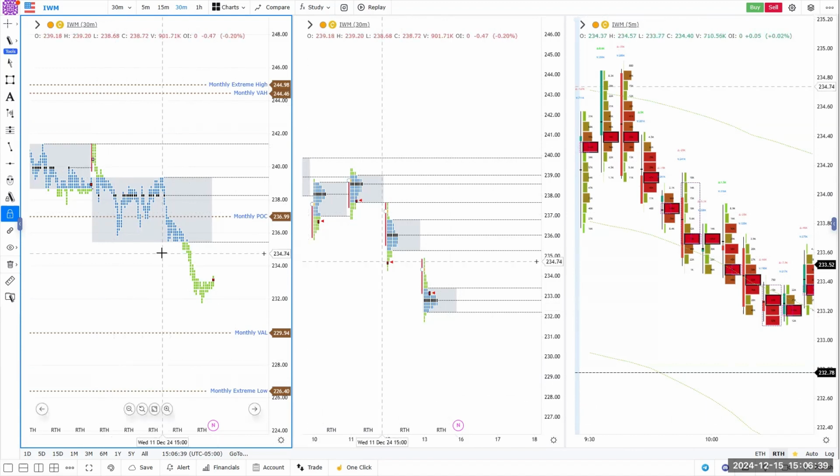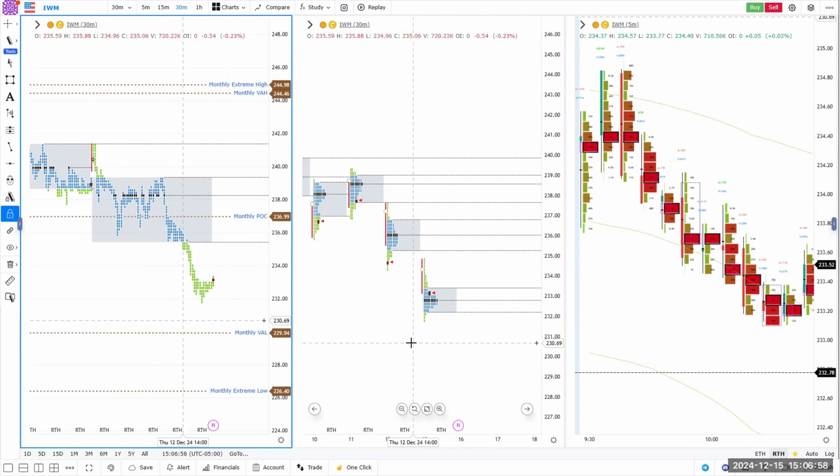We're going to put in our weekly extreme highs, value lows, and extreme lows, as well as the POC for the week of last week. And that would be from the 9th all the way to the 13th of this past week. We're also going to put in our daily numbers, and that we get from the last session of the week, which was Friday, the 13th. We're going to do the same thing. We're going to put in our extremes, whether it's the extreme high, extreme low, value low, and the POC.